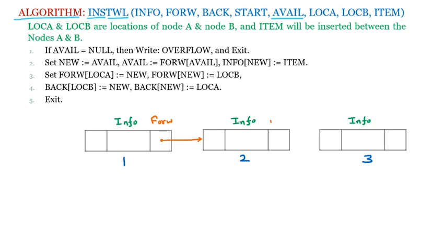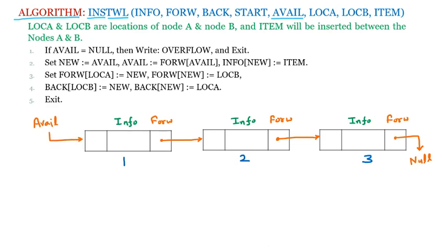Similarly, node 2 has the forward pointer which is pointing to node 3. And afterward we have node 3, where the forward pointer is pointing to null, because there is nothing over there. And yes, it is the avail list, that's why we have one avail pointer. Now this is the avail pointer which will be pointing to the first node.